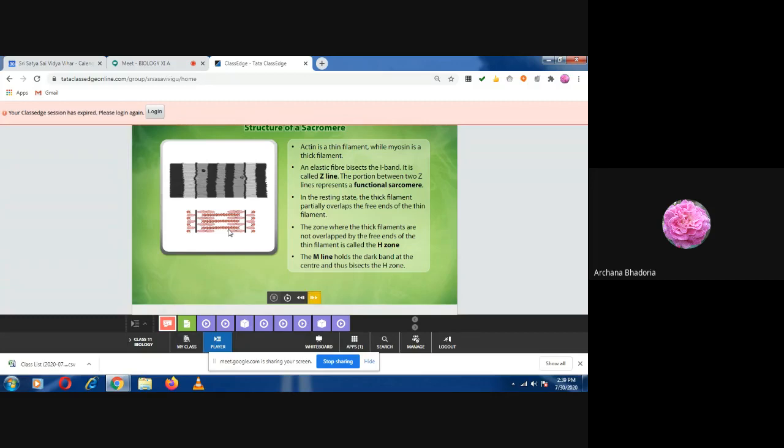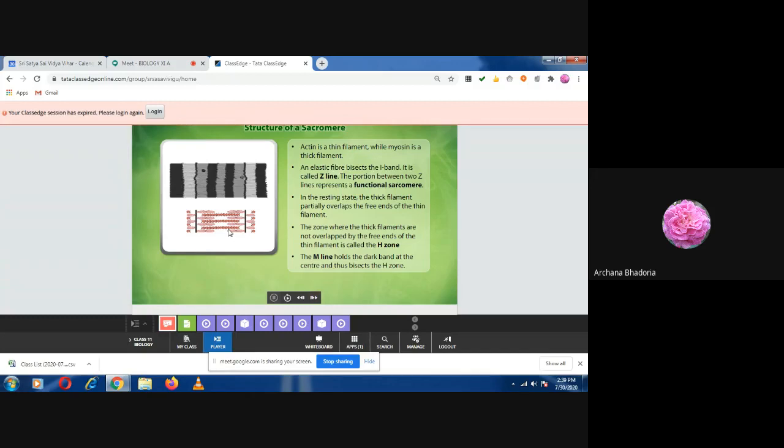Alternating to the light band is a dark band. The dark band is a thick filament. It is made up of myosin. Since myosin is a dark one, this dark filament has in the center a light line or light band, and that we call Hansen's disk.